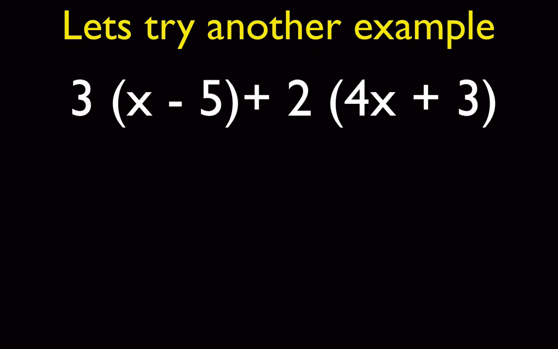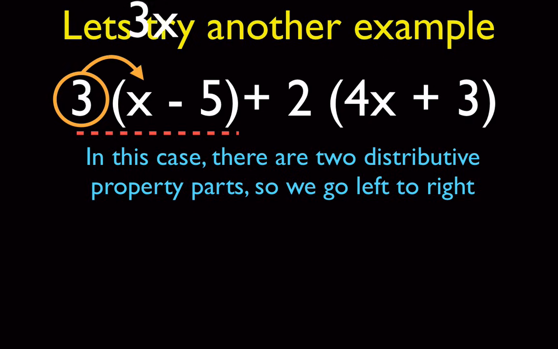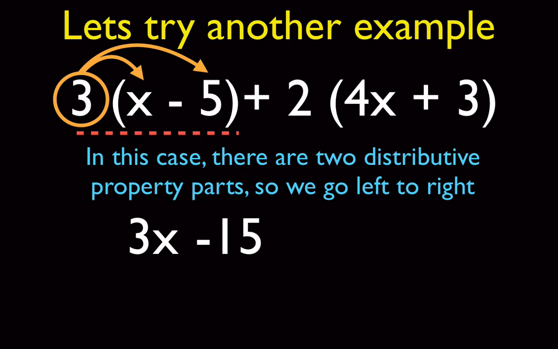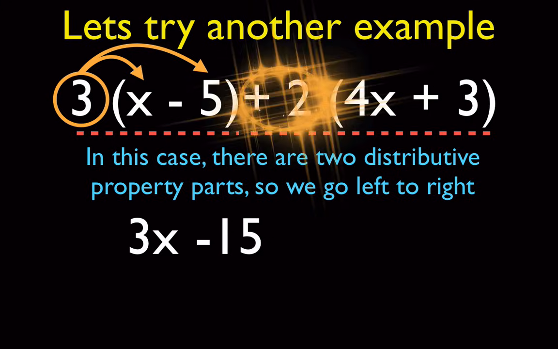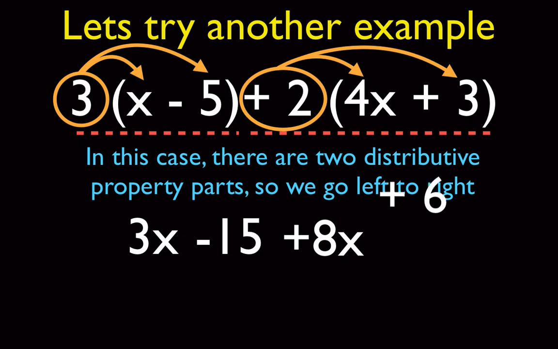Okay, so what we're going to do now is start off by itemizing both of our distributive property parts on the left side and the right side. First thing, 3 times x is 3x. 3 times negative 5 is negative 15. Now I move over to the right one. Notice I have a positive 2 outside. 2 times 4 is 8x. And 2 times 3 is 6.